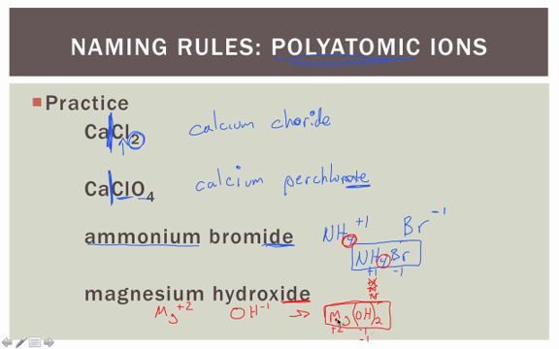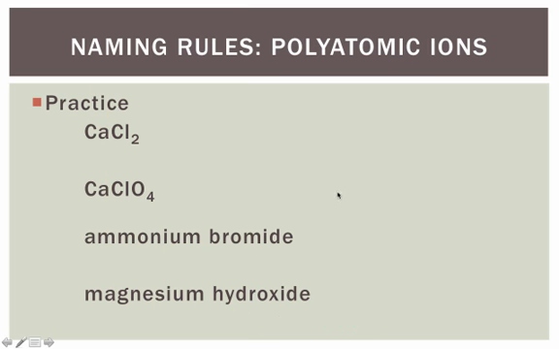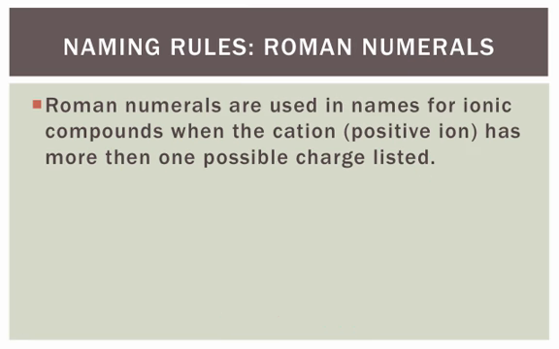As we can see from this, we now get the completed formula for the substance magnesium hydroxide, Mg(OH)2. Now let's talk about the last piece of the puzzle here. That's naming rules again, but now we're going to deal with Roman numerals.